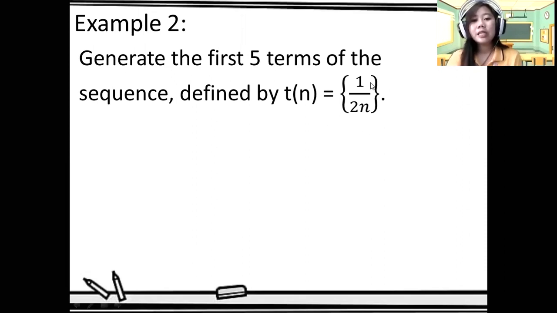Okay, using this equation, the given equation that we have, we are going to get the first 5 terms. Okay, so when we say n, this one po.